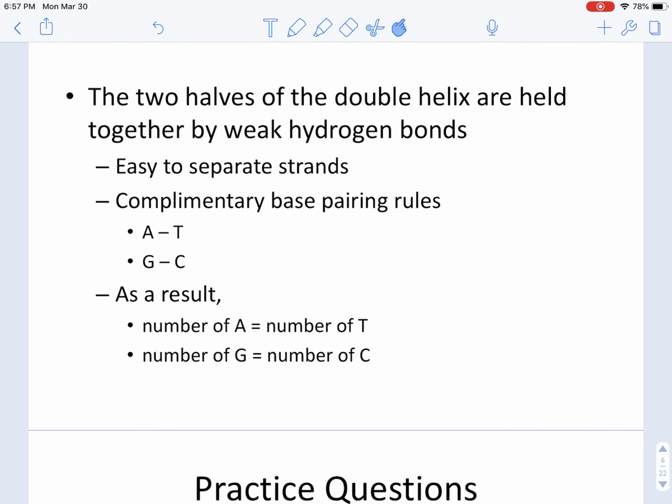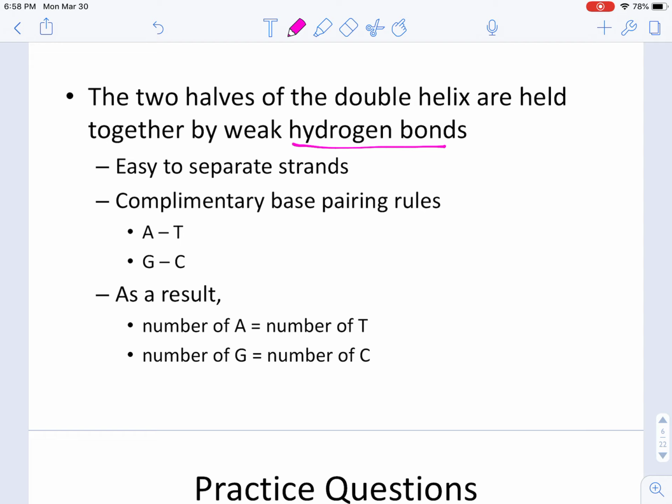Next, the two halves of the double helix are bonded together. They're connected by an attraction between molecules called a hydrogen bond. But the bonds that hold the two sides of the double helix are kind of weak on their own, and that allows it to open up and break apart really easily, which becomes important when we want to make a protein like melanin.